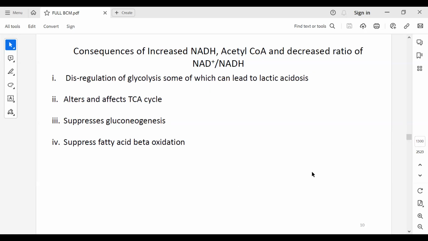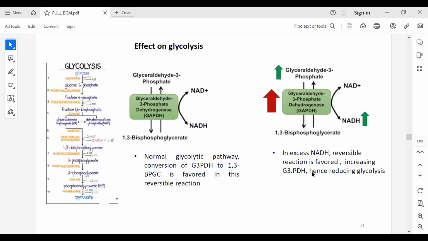Yeah, because it will start favoring more of the generation of lactic acids. It also alters and affects the TCA cycle. It will suppress gluconeogenesis, suppress fatty acid beta oxidation. You'll see that in fat metabolism.